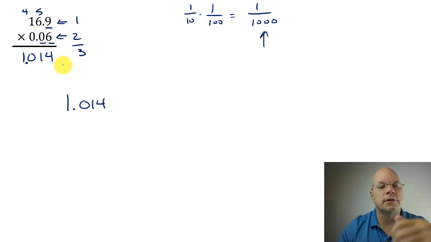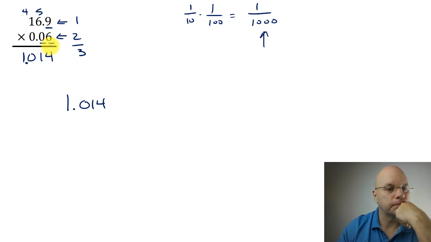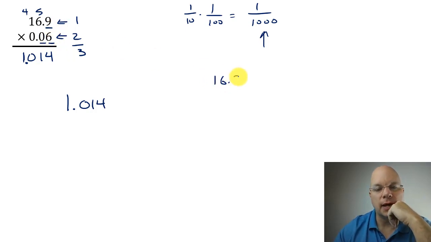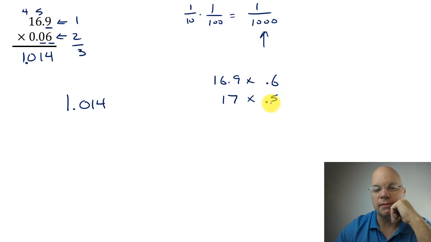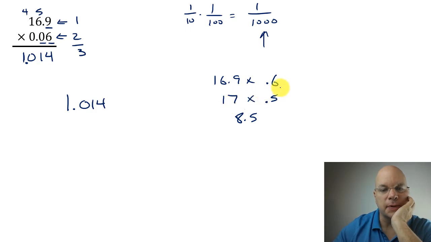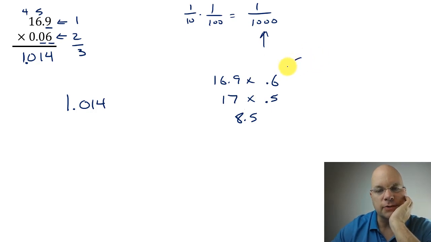Before I circle my answer, let's see if this seems reasonable. 16.9 multiplied by 0.6. Let's just call this 17. And let's just call this, well, 0.6 is close to 0.5, right? Let's just call this 1/2, or 0.5. Half of 17 is 8.5. And based on that, it doesn't seem reasonable, but that's because, did you catch my mistake here? My mistake was that I used 6 tenths instead of 6 hundredths. So let me fix that mistake.